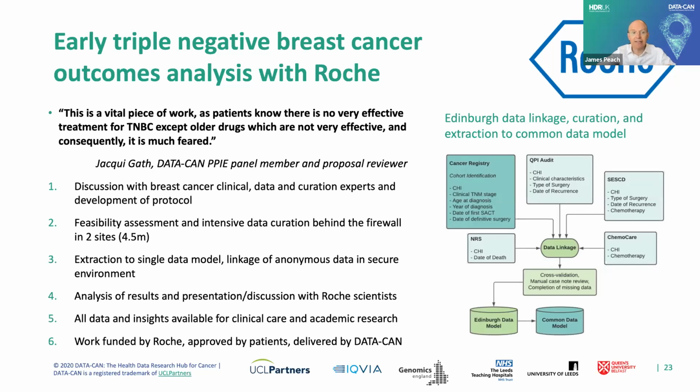Once we'd curated that data, we then extracted that to a single data model that had been designed for this study, and then linked that data, once it was anonymous, in a secure environment up in Edinburgh. And then, of course, the analysis of the results. And those of you who've done data science before will know that steps 2 and 3 take almost all of the work. So once you've got the data in the right place and you've worked out the protocol, you can then run it and you write the report. So we did the results and presentation and discussion with the Roche scientists, including Kaplan-Meier survival curves and the rest.